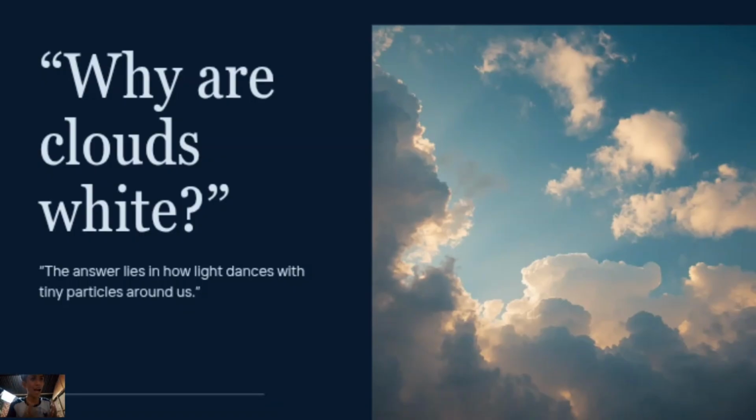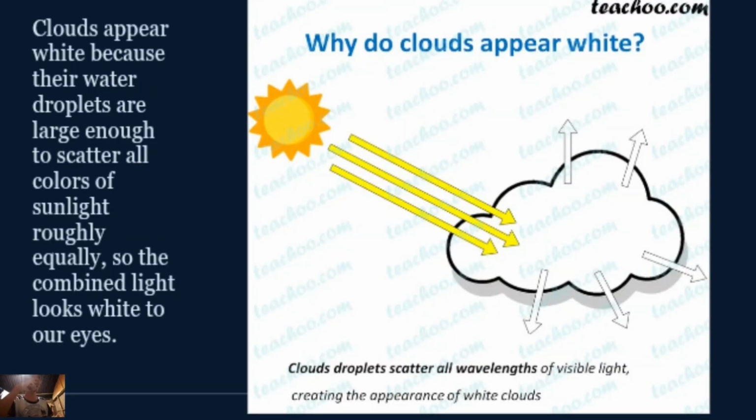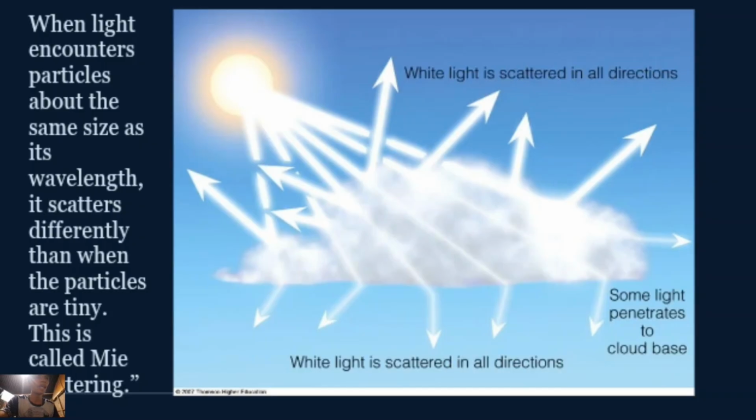Why are clouds white? The answer lies in how light interacts with tiny particles around us. Why do clouds appear white? Clouds appear white because their water droplets are large enough to scatter all colors of sunlight roughly equally, so the combined light looks white to our eyes. When light encounters particles about the same size as its wavelength, it scatters differently than when the particles are tiny, and this is what we call Mie scattering.